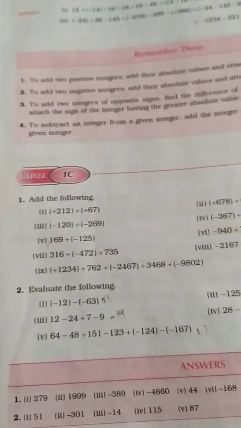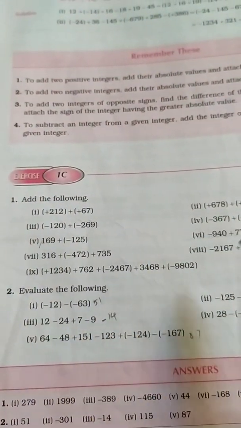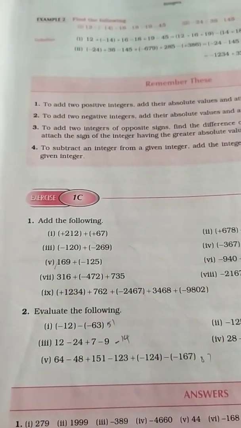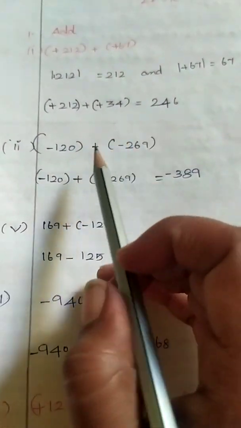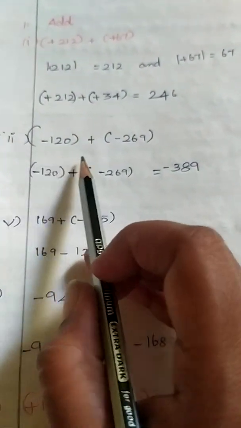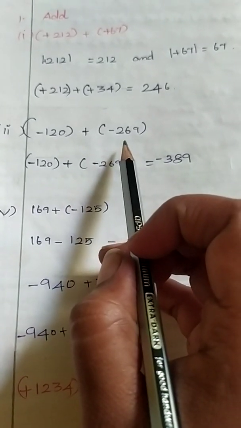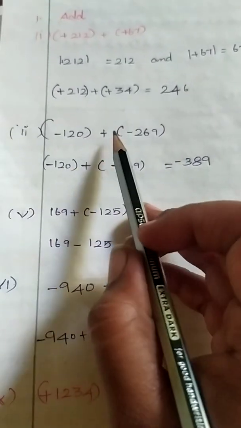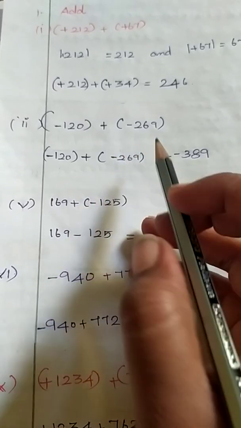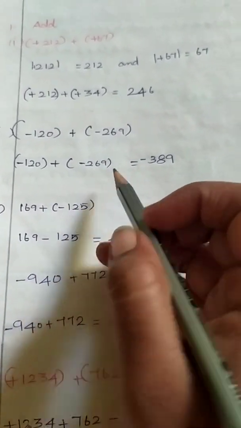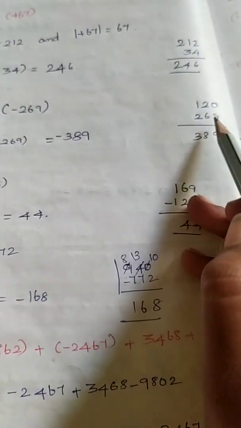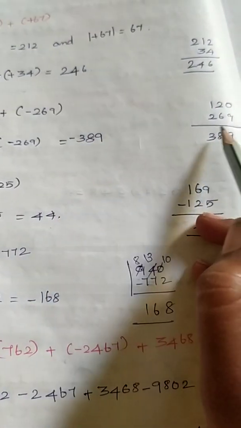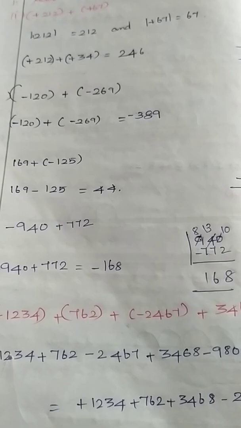Next, 1C is very important. Add the following, evaluate the following. You have to give importance to this exercise. If you look at the second subdivision, minus 120 plus minus 269. Same symbol, so you add and write the bigger number's symbol. When you add, you get 389. The sign is minus, so minus 389.